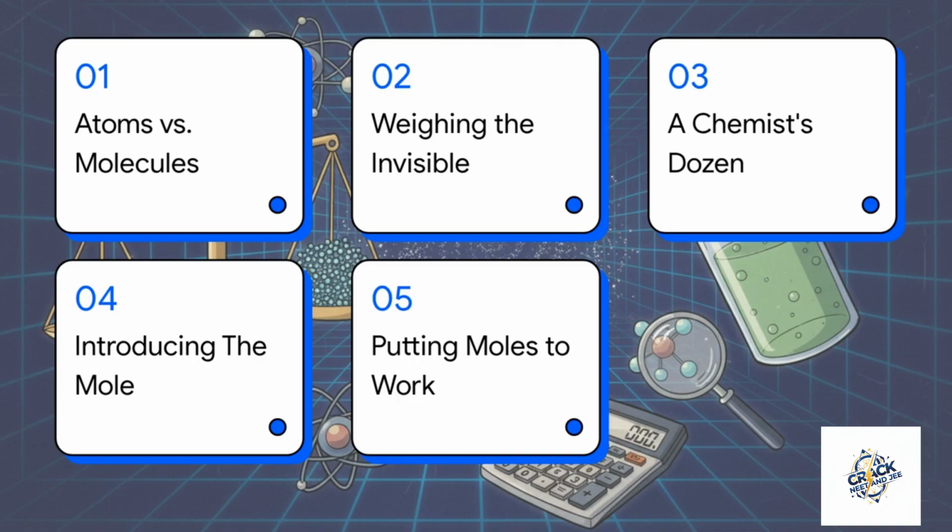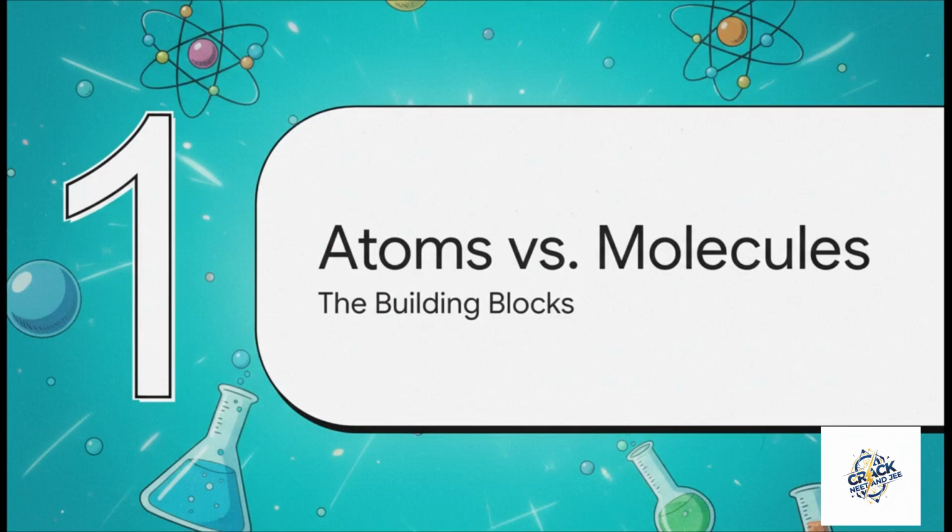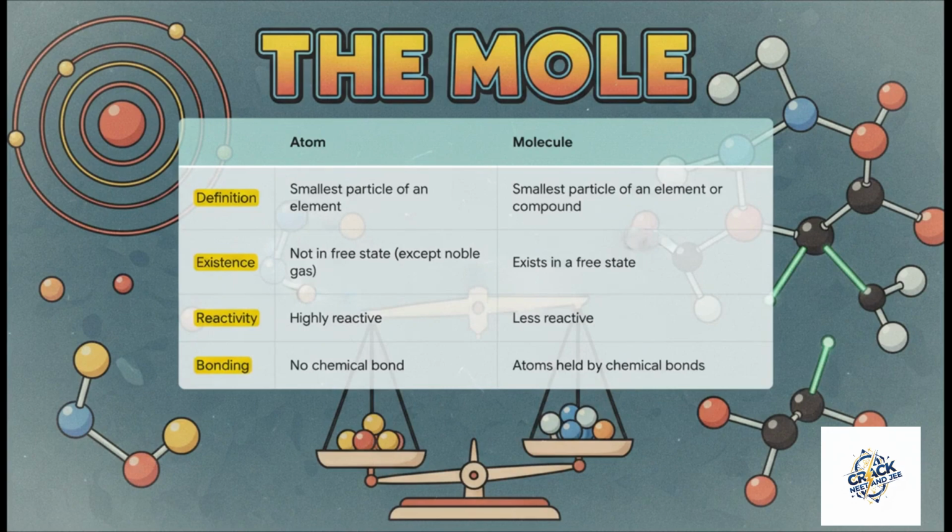Let's do this. All right, first things first. We need to know who our key players are. In the world of chemistry, everything, and I mean everything, starts with atoms and molecules. They sound pretty similar, but they play totally different roles in the story. This chart lays it all out pretty clearly.